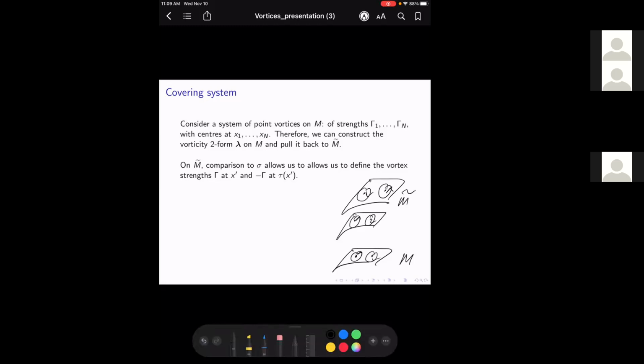We do it the following way. We identify centers of point vortices, which are going to be x1, ..., xn on M. And they will have some twisted scalar vortex strengths, gamma 1, ..., gamma n. Then, as we know, we can construct a vorticity 2-form lambda on M. And then we pull it back under pi to M tilde to get a form pi star lambda on M tilde.